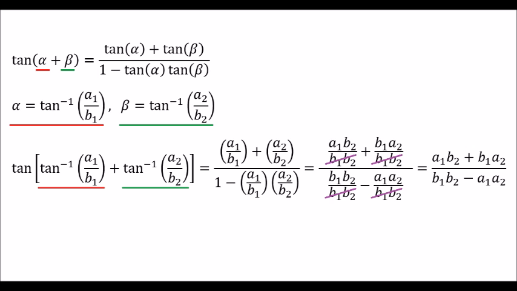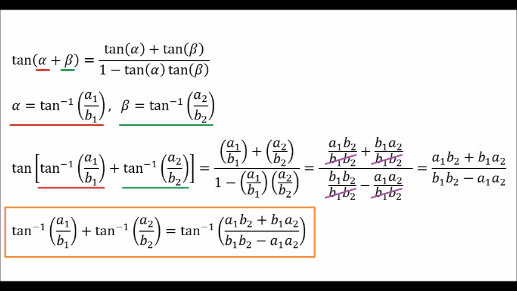Notice that tangent of inverse tangent cancels out, leaving only the arguments a1 over b1 and a2 over b2. Next, we find a common denominator to add fractions, and some simplification leaves the final answer on the right-hand side. Taking the inverse tangent of the left-hand side cancels the tangent. To balance that out, I must also take the inverse tangent of the right-hand side. The final result is boxed in orange. Remember that. We are going to use it repeatedly.